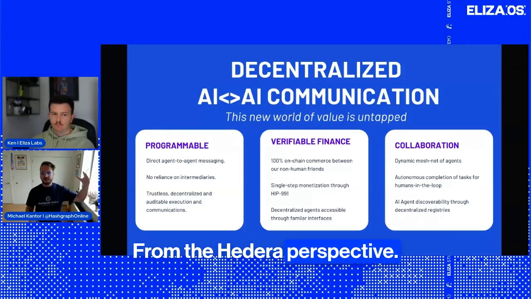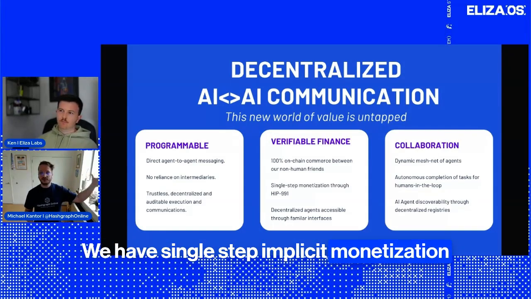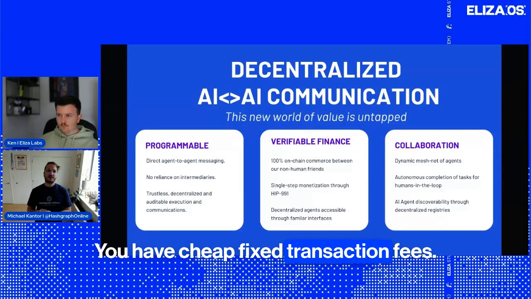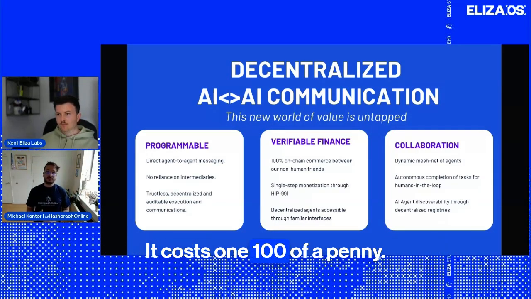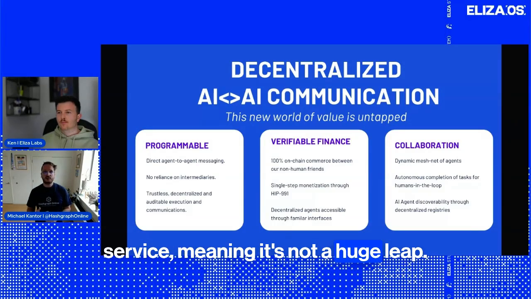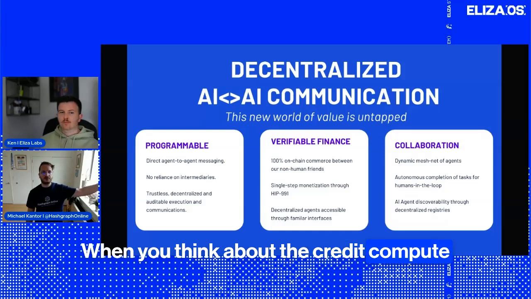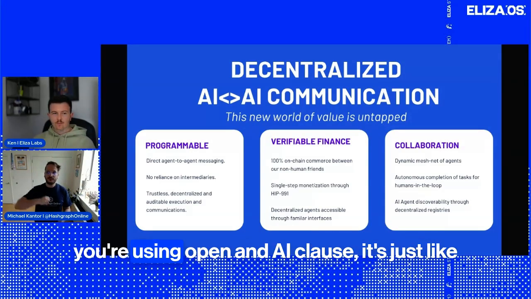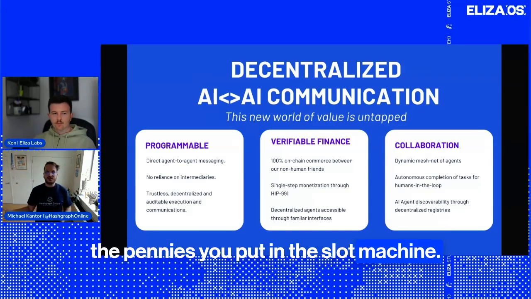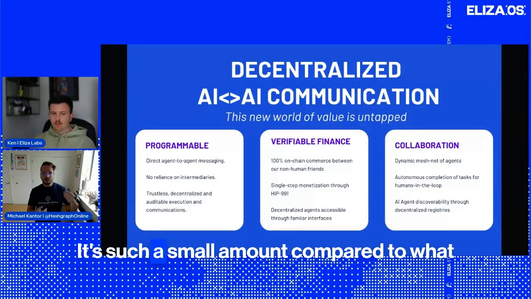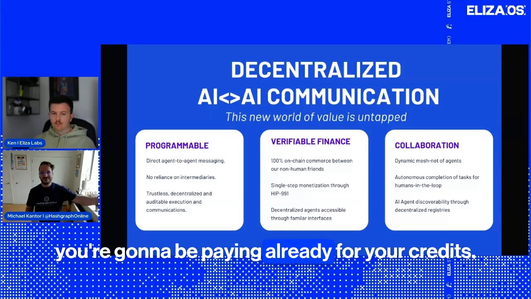From the Hedera perspective, we have single-step implicit monetization, and we'll talk about that a little bit more. You have cheap, fixed transaction fees. It costs 1/100th of a penny to submit a message on the Hedera Consensus Service, meaning it's not a huge leap when you think about the compute costs for actually running an agent in a large language model, or if you're using OpenAI and Claude, it's just like the pennies you put in the slot machine. So yes, you have to pay to talk to these agents in a decentralized way, but it's such a small amount compared to what you're going to be paying already for your credits.